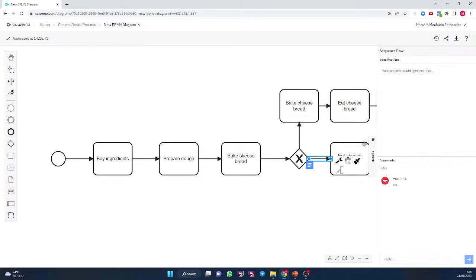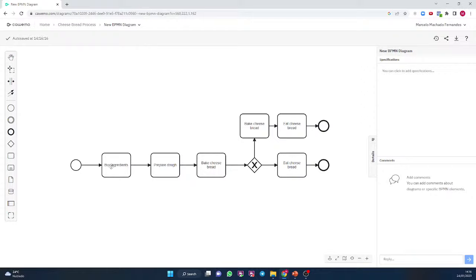Oops, no, it's not this. This is a note. You can add a note. So you can simply observe your process.